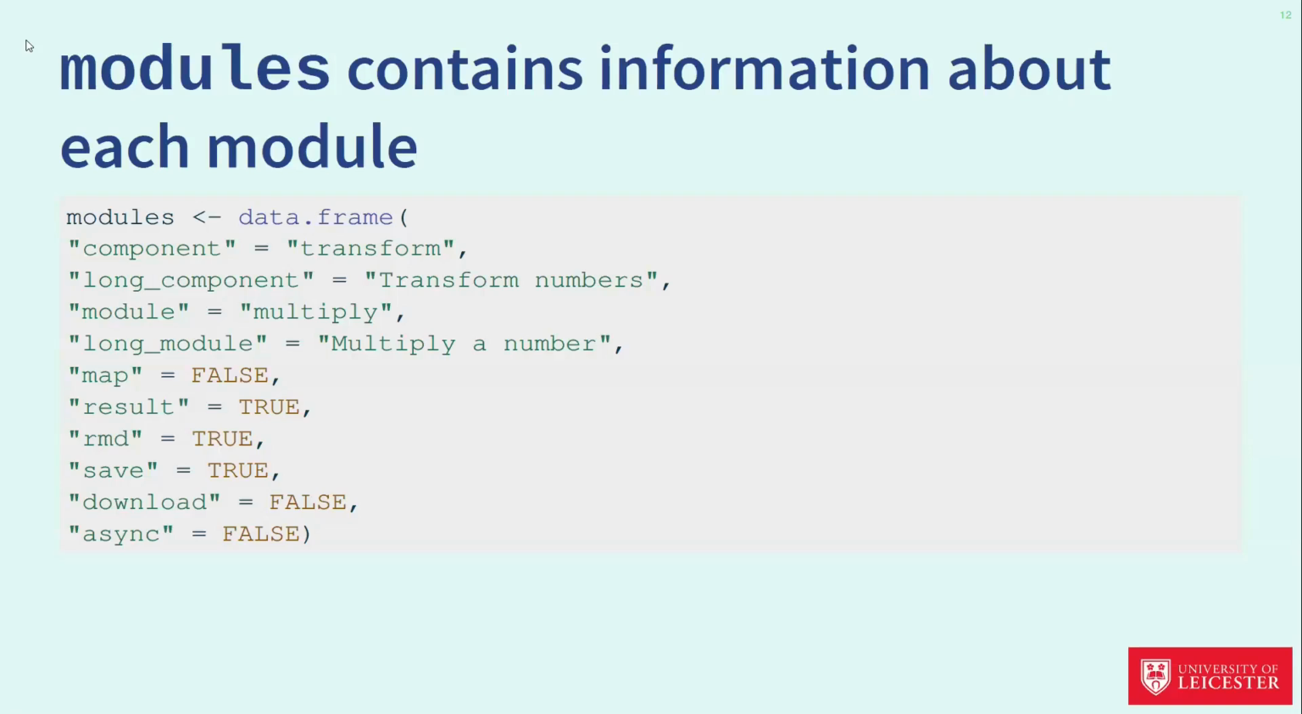And then for each of the modules, we've got options as to whether they interact with the map, produce results, need to be reproduced, save, whether they have a download, and finally, whether the module runs asynchronously, so the function can run in the background. So if it's a long-running task like fitting a model, the app can stay responsive whilst that's running.